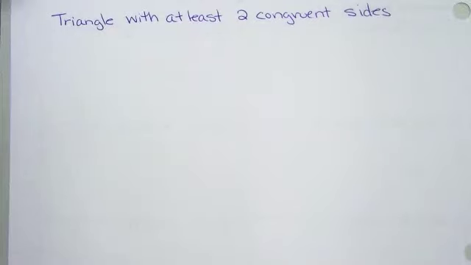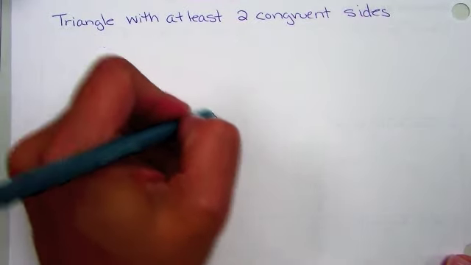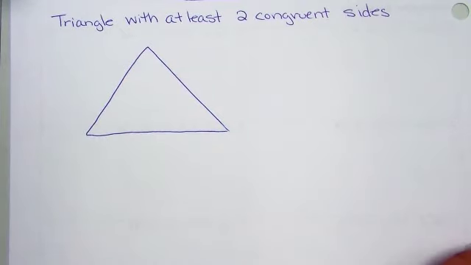This video is on the isosceles triangle. An isosceles triangle is a triangle with at least two congruent sides. I'm going to start with drawing an isosceles triangle and identifying the different parts.